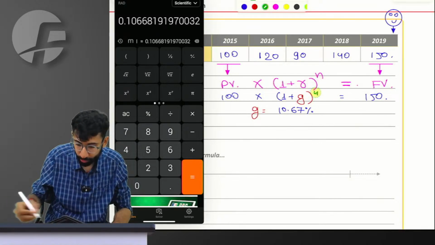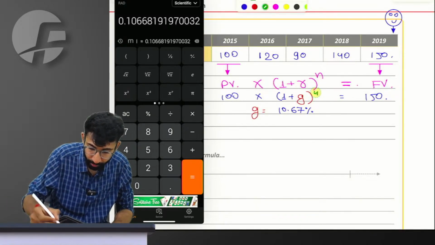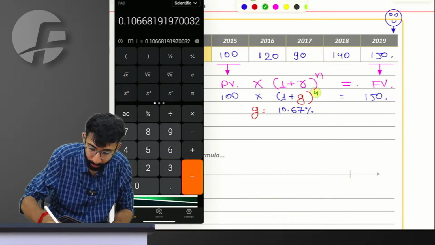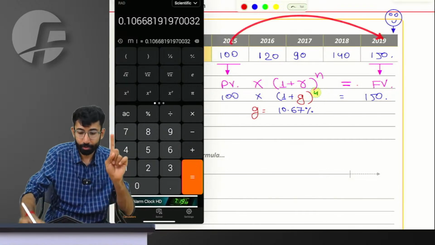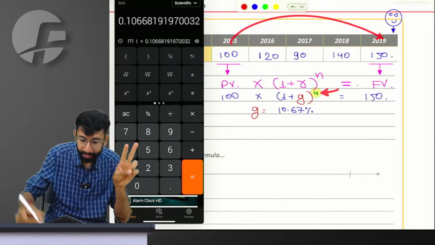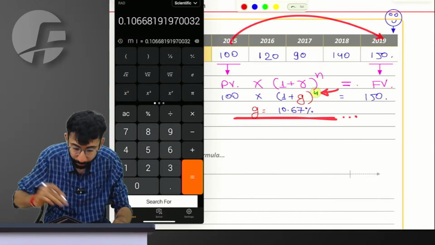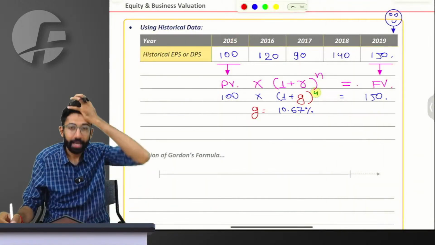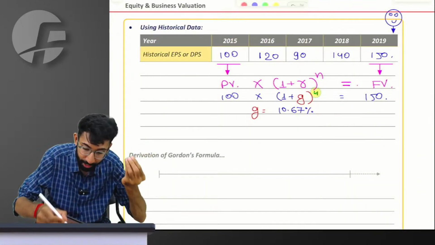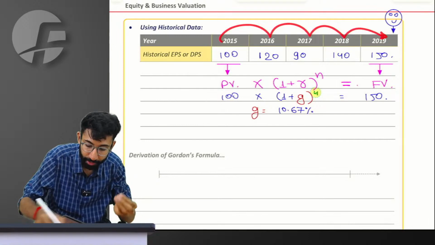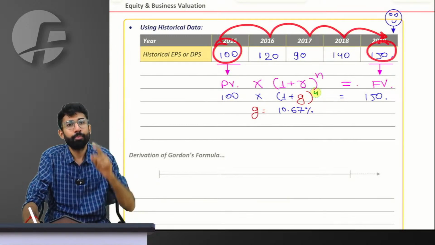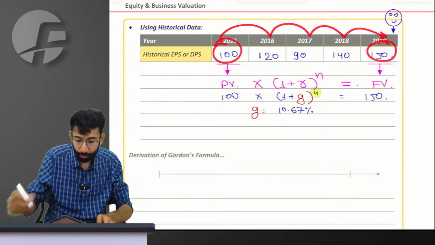The point I want to teach you is that, remember, when you have data from 2015 to 2019, it is not 5 years, it is 4 years. Second thing, with this you can find out the compounded annual rate, which is the average compounded rate at which the dividends have grown. And I can prove it to you.